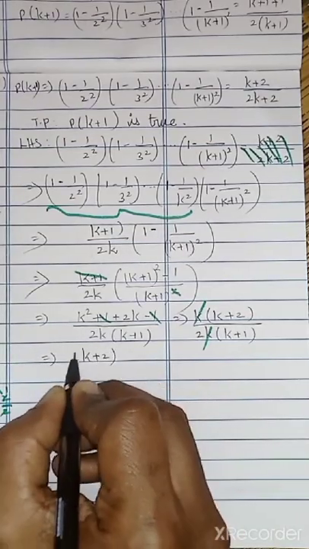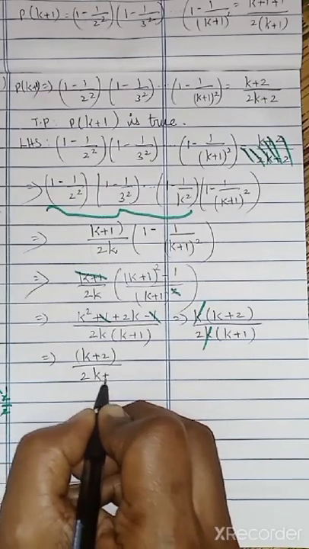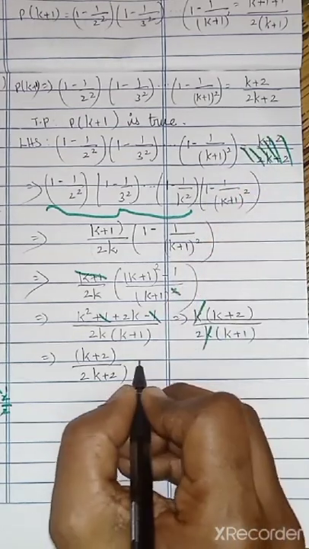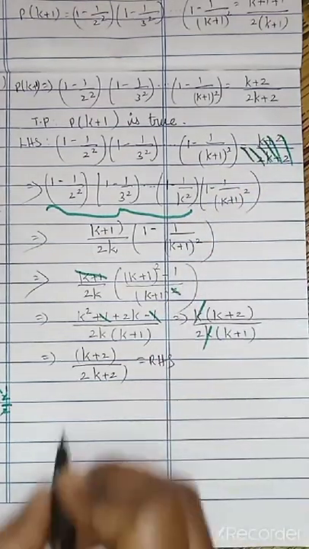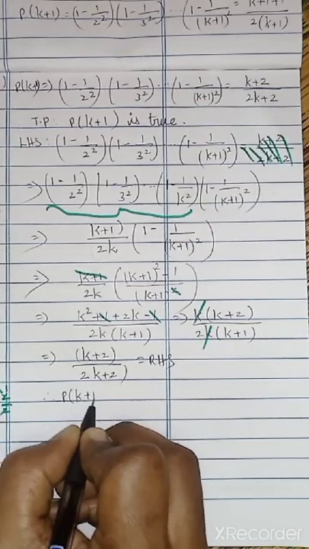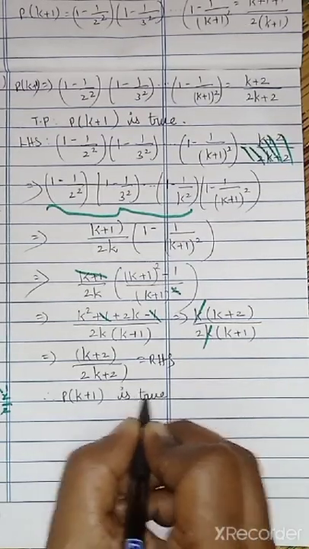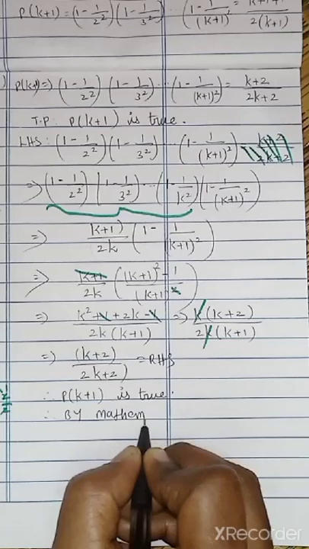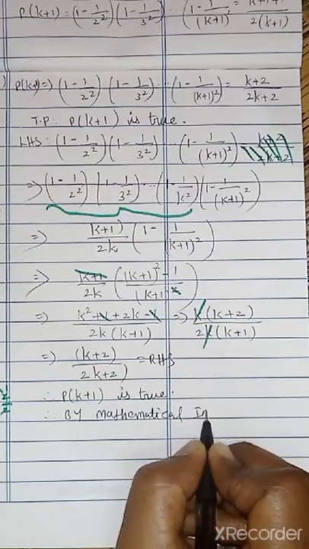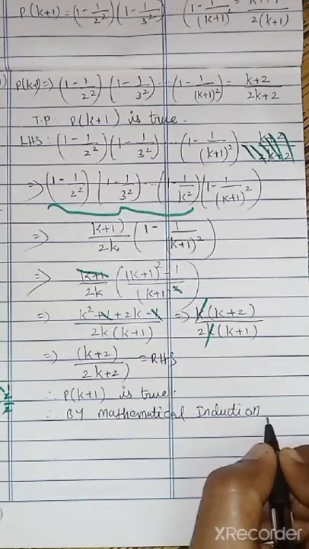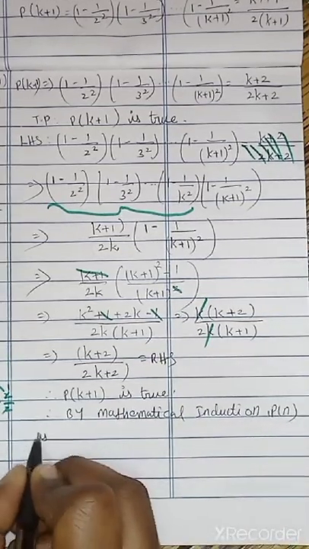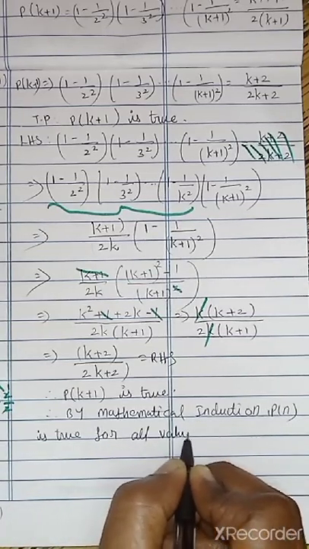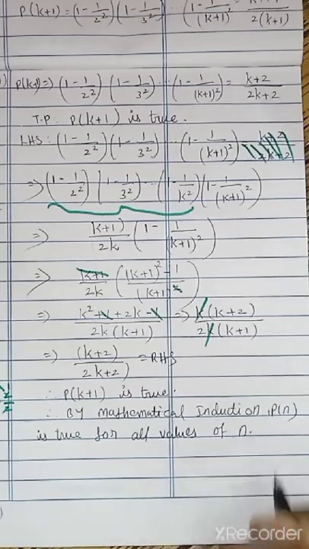K plus 2. By multiplying this, we will get 2k plus 2. That is your right hand side here, P of k plus 1, correct? Which is equal to your right hand side. Therefore, P of k plus 1 is true. Therefore, by mathematical induction, P of n is true for all values of n. That's all.